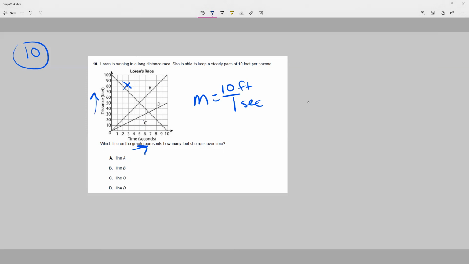And C I can also delete because that says she has a slope of 0, which means she's not changing. Her distance is staying at 10 the whole time. So she's basically just standing still. And so then I have these two, and I just need to figure out which one of these is 10 over 1. So which one goes up by 10 and over 1, which looks like it's going to be B, right? Because every block is 10 up and then over 1. So 10 over 1 is going to be B.